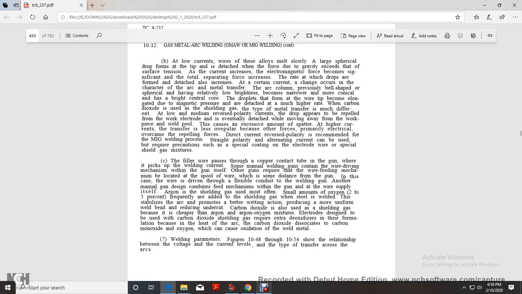The character of the arc and the metal transfer changes. The arc column, previously bell shaped with relatively lower brightness, becomes narrower and more cylindrical and has a brighter central core. The droplets that form from the wire tip become elongated due to the magnetic process and are detached at a much higher rate.